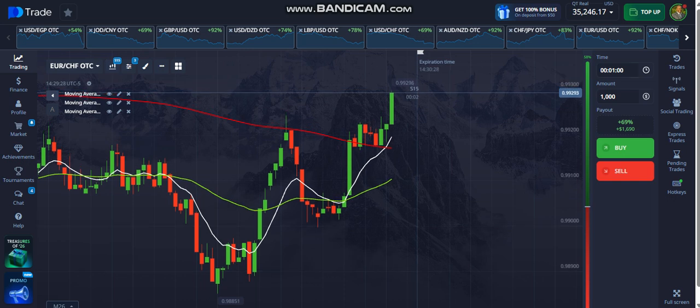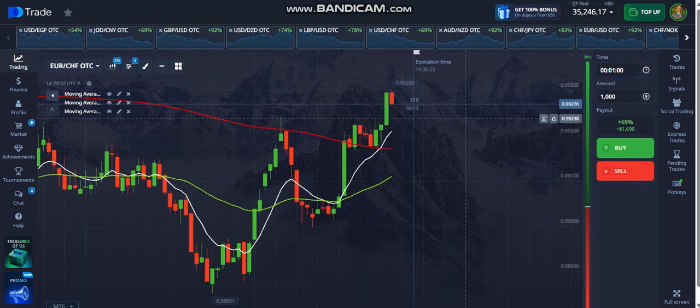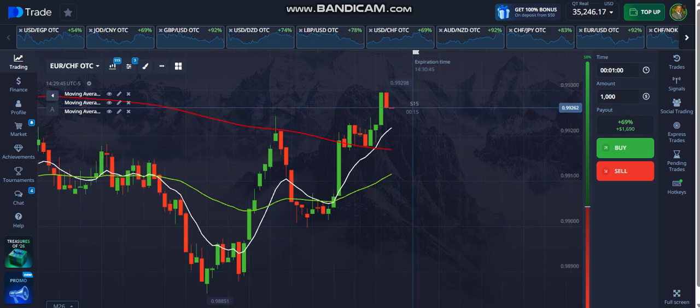And my trade timer to the right, I've set to 1 minute, M1, which are 60-second trades. So I'm going to be looking at 15-second candles while taking 60-second trades. All right, so let me pause the video and look for some setups.